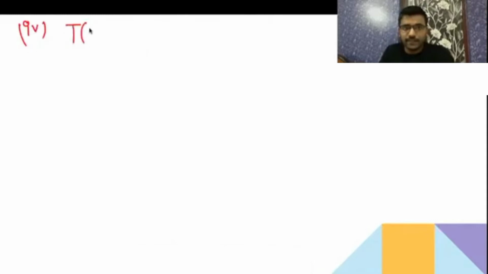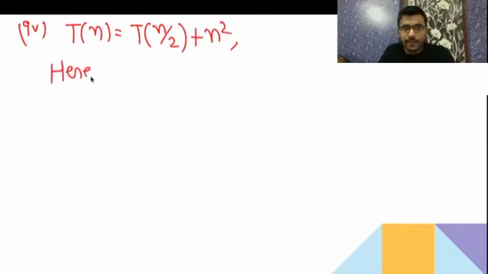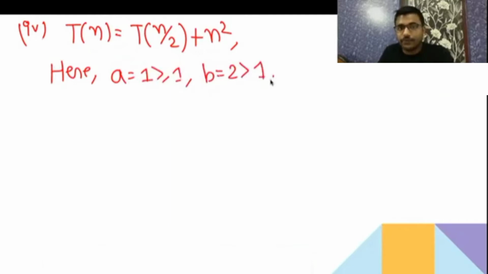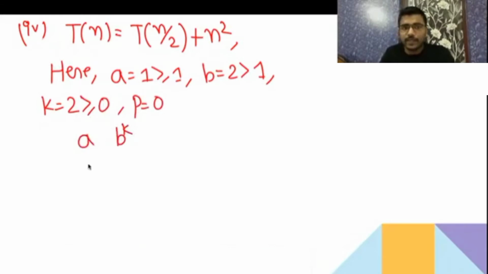So Tn is equal to Tn by 2 plus n square. So here A is equal to 1, which is greater than or equal to 1, fine. B is equal to 2, which is greater than 1, fine, condition satisfied. K is equal to 2, greater than or equal to 0, condition satisfied. P equal to 0. Now I have to compare A and B to the power K. A is your 1, B is your 2, K is your 2.